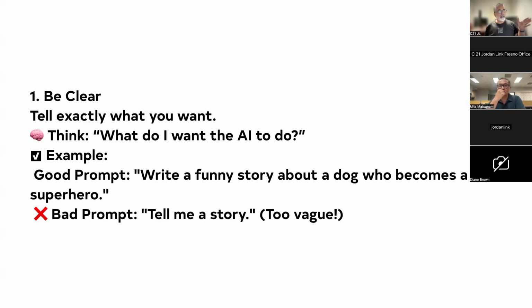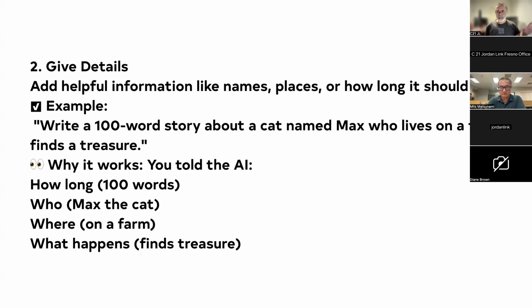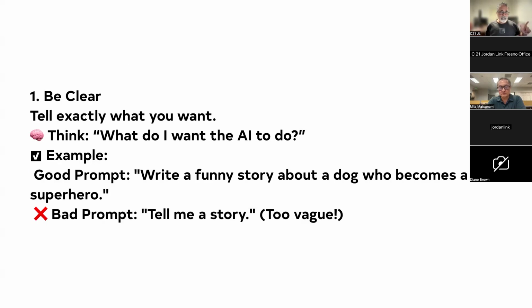Think about what you want AI to do. For example, a good starting prompt would be: write a funny story about a dog who becomes a superhero. A bad prompt would be: tell me a story. Too vague. Just like some of you use, hey, write me a listing description, blah, blah, blah, but we don't give it all the details. I was showing Mitch a screenshot earlier of the homework you need to do if you want AI to act like you, and he was flabbergasted at the amount of data he had to give AI to understand his role. So one is to be clear.